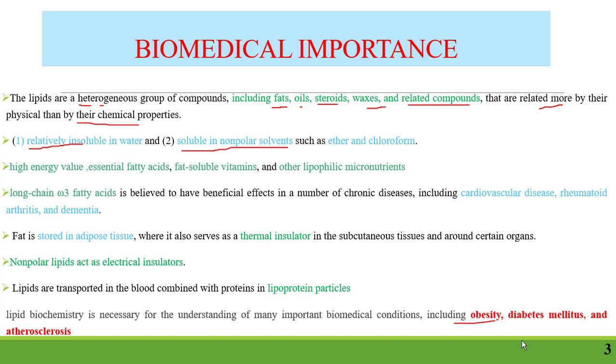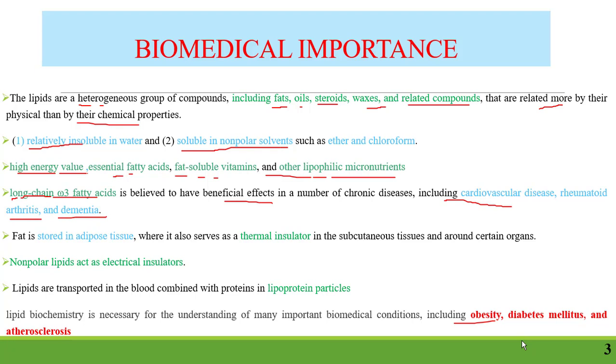They are important dietary constituents not only because of the high energy value of fat, but also because essential fatty acids, fat soluble vitamins, and other lipophilic micronutrients are contained in the fat of natural food. Dietary supplementation with long-chain omega fatty acid is believed to have a beneficial effect in a number of chronic diseases including cardiovascular disease, rheumatoid arthritis, and dementia.